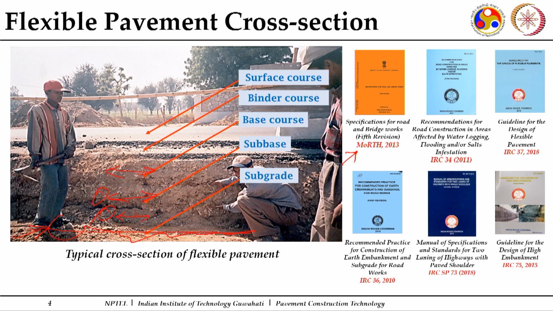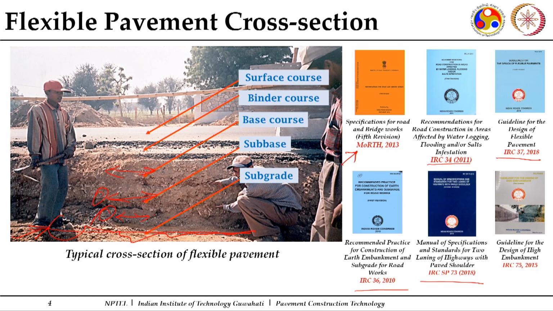Then this is the IRC 34, recommendations for road construction in areas affected by waterlogging, flooding and all sorts of infestation. So this is another code. Then we have the IRC 37, which gives the guidelines for the design of flexible pavements. We have IRC 36, recommended practice for construction of earth embankments and subgrade for road works.